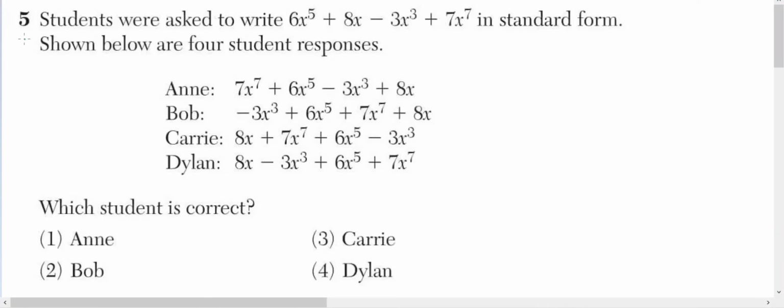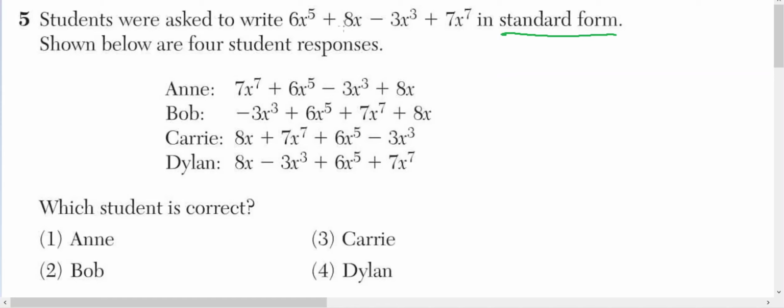So for question 5, students were asked to write 6x to the 5th plus 8x minus 3x cubed plus 7x to the 7th in standard form. Shown below are the 4 student responses. So we have 4 different polynomials here. They're all the same in terms of what characters they involve. It's just really the ordering of the powers of x. So the key here is to remember that standard form has to do with descending order. So you want your highest power first, counting down to your lowest power.